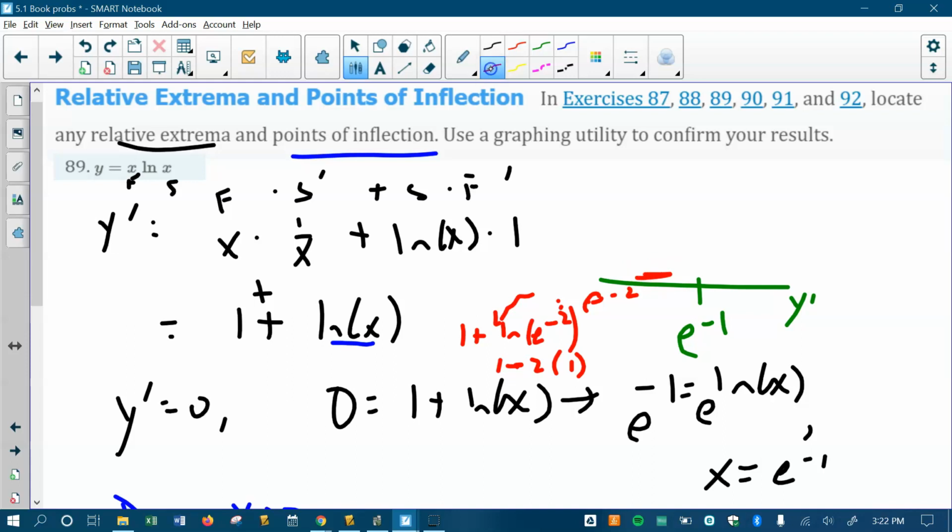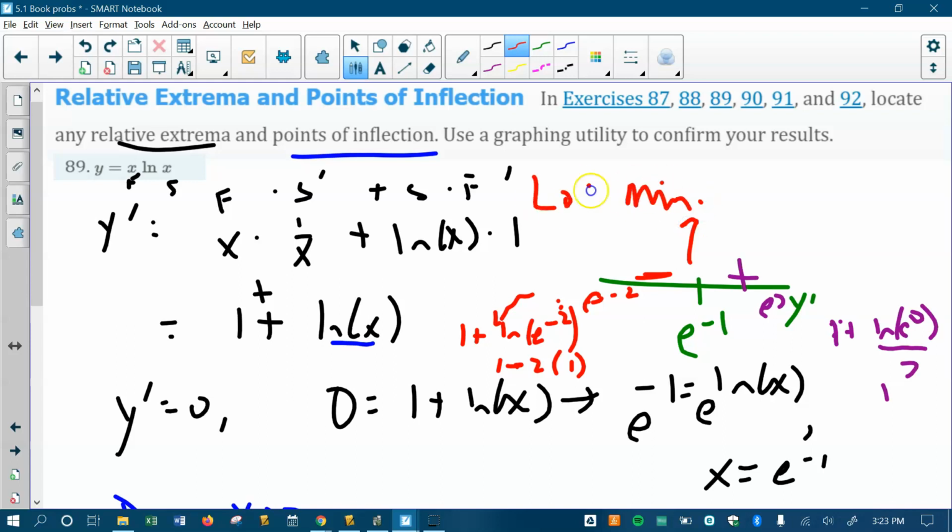You can repeat that process for e to the 0 on the right side. You get 1 plus the natural log of e to the 0. It doesn't matter how you do it, but the log value is 0, which means the result is 1, a positive 1. Look, y prime changes signs from negative to positive. That means we have a local min at e to the negative 1.